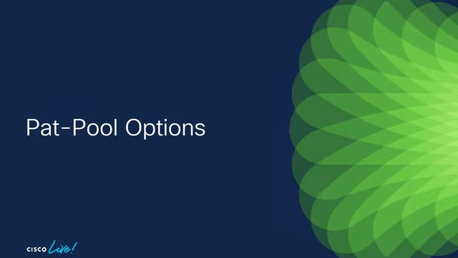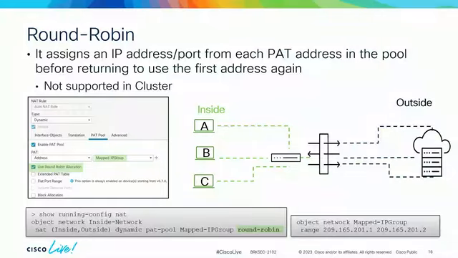So in this section, we will talk about the multiple PAT pool options that we can leverage in Cisco Secure Firewall devices, starting with round robin. When we work with the round robin keyword, the firewall will assign an IP address and a port from each PAT address in the pool before returning to use the first address again. The way we configure round robin is by going to the PAT pool tab and enabling the round robin option.